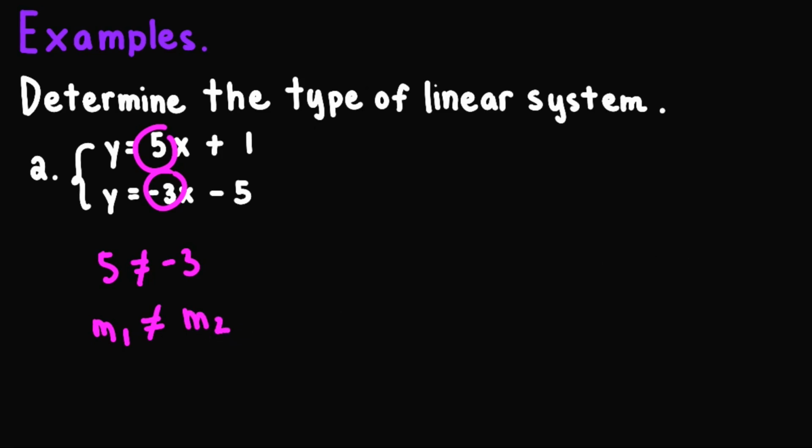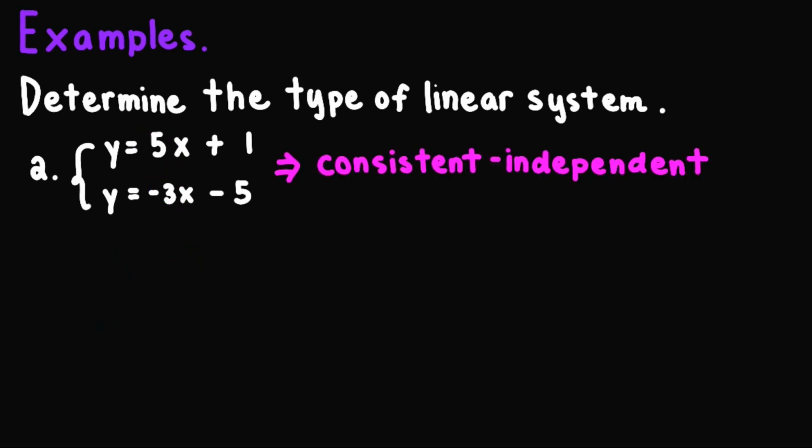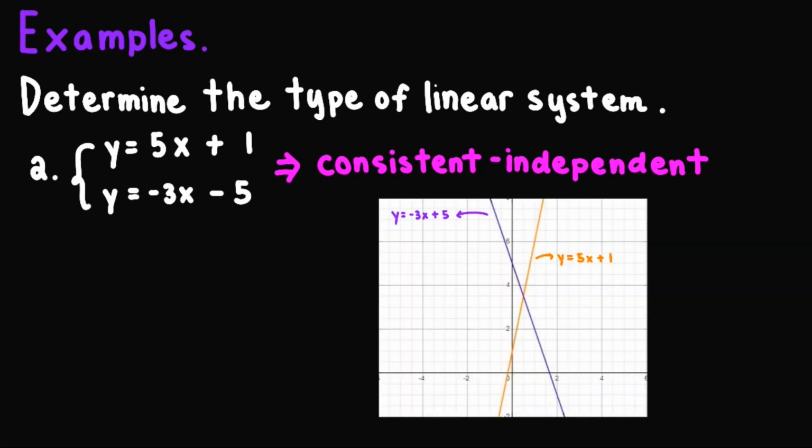When that happens, we know that the two lines will intersect one another. And when we have intersecting lines, we know that the system is consistent independent. And indeed, if we show its graph, we can clearly see that these two lines intersect at one point out here. Since it is consistent independent, we have one solution.